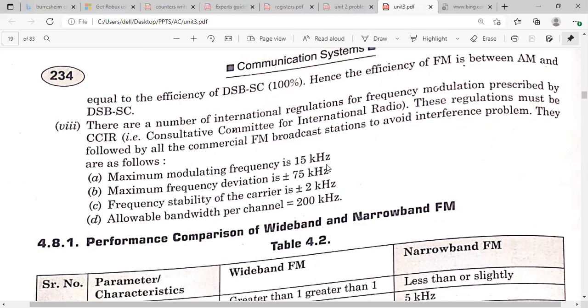to 15 kilohertz. That means if the frequency of the modulating signal we have taken is up to 15 kilohertz, then the FM wave can modulate that audio signal, and the frequency stability will be plus or minus 2 kilohertz, and the allowable bandwidth per channel is 200 kilohertz. And these are the points you have to remember.